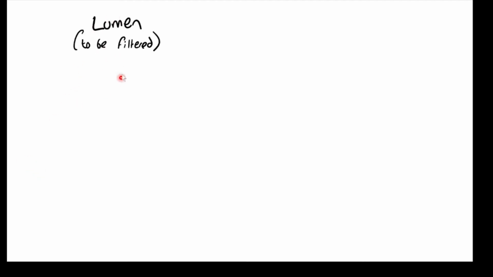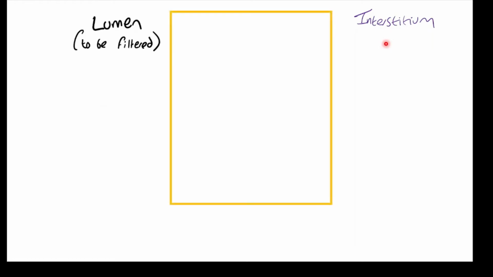Here we have our lumen. This is where your filtrate is passing through, and remember, stuff that stays in your lumen ends up in your urine. On this side we have our interstitium, the interstitium of the medulla, and here we have our epithelial cell.